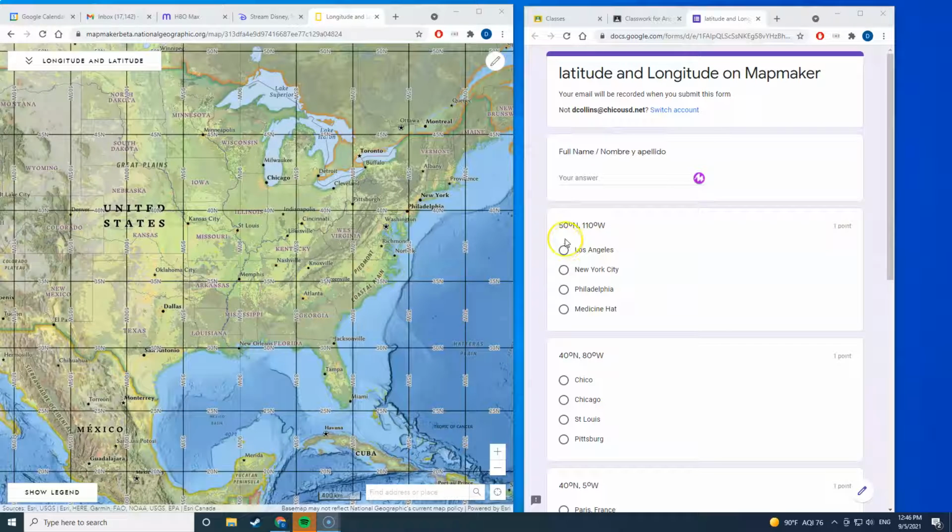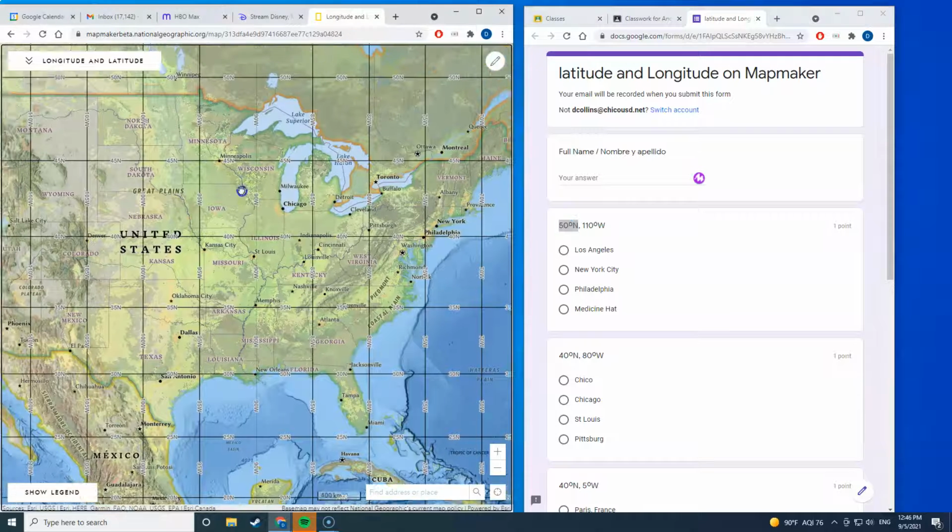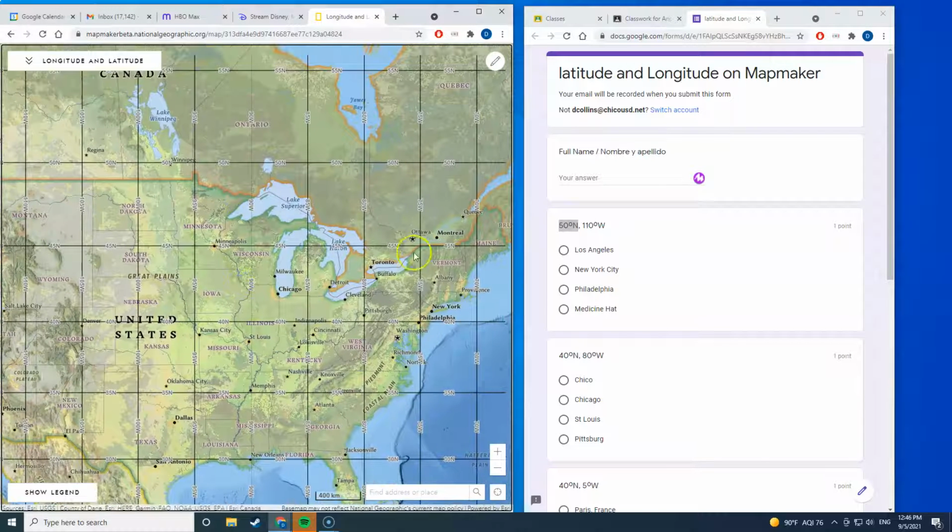So the first one that we're looking for right here, 50 degrees north, we're looking, okay, which way of these side to side, these latitude lines, where is it? Well, here's 40, 45, and 50. 50 is up here, so I'm going to move this down a little bit.